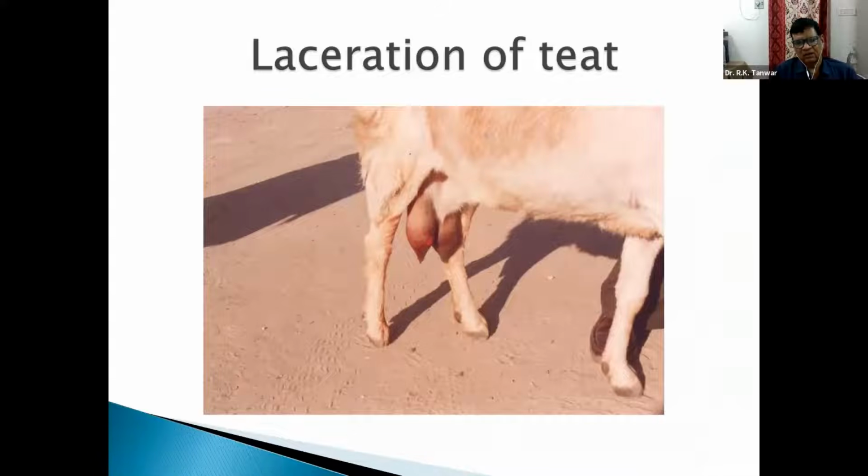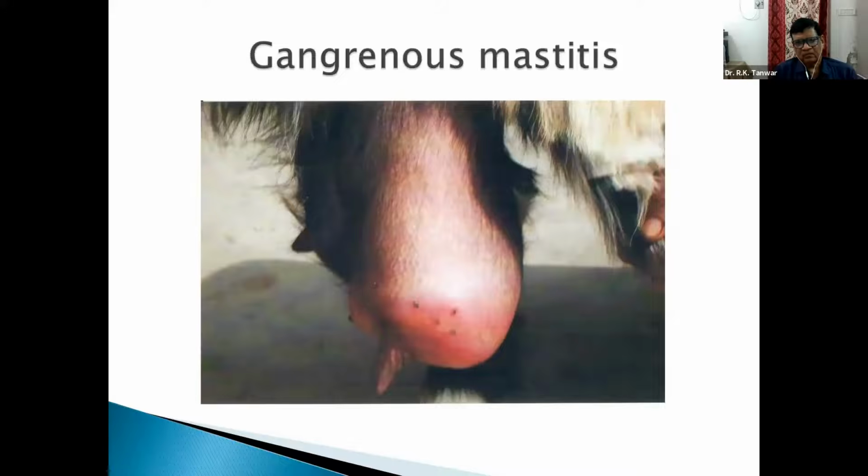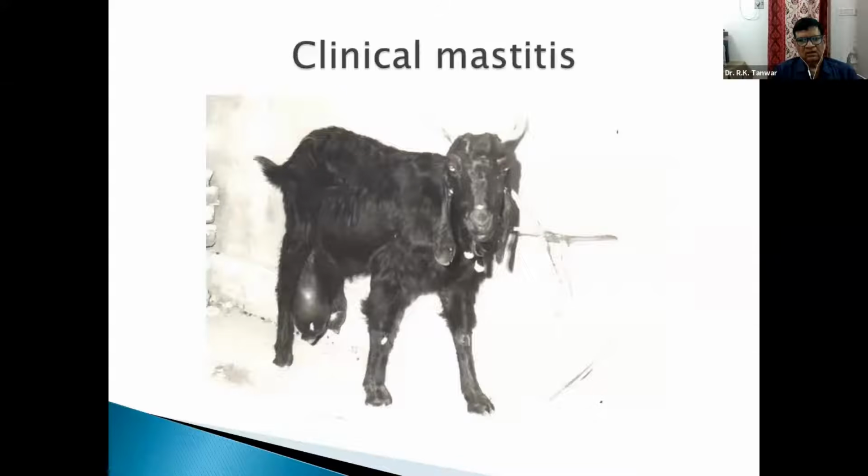The animal becomes normal. If there is leakage of milk from the affected teat, then we give treatment, but some cases do not become mastitis. And this is again one photo of gangrenous mastitis. This is like a clinical mastitis where the clinical signs are visible, a very old black and white picture.